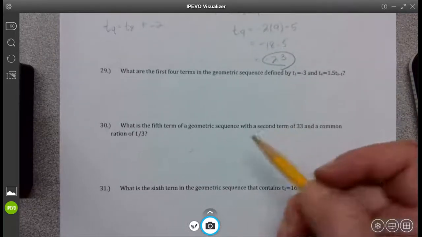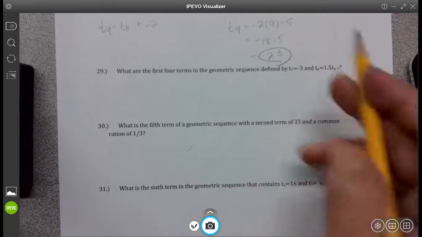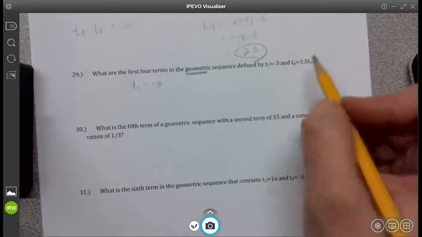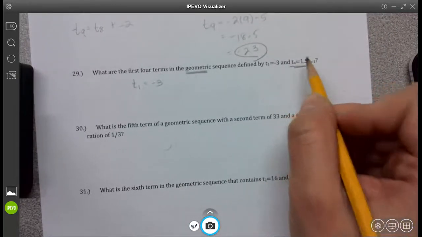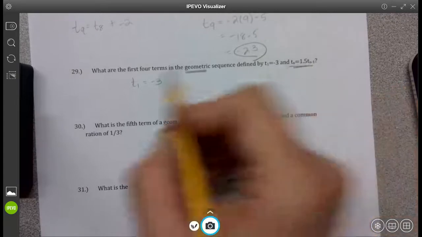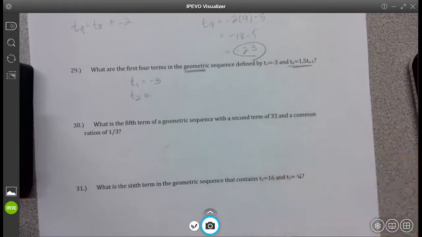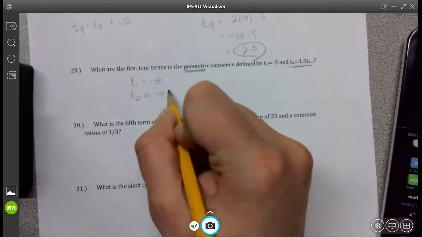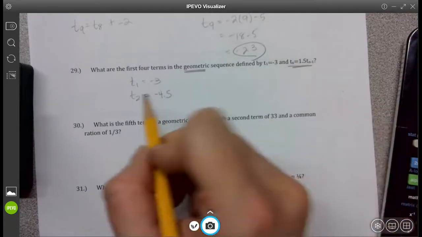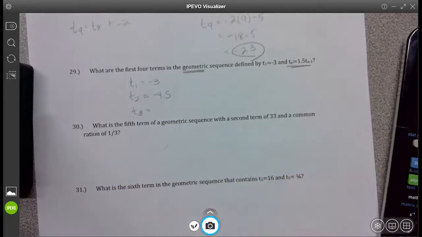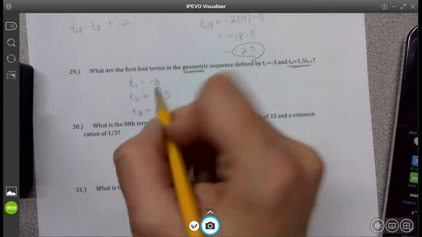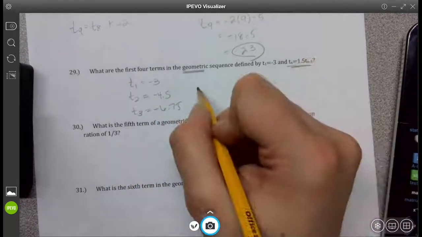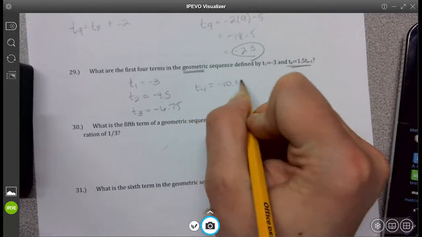Okay. What are the first 4 terms in the geometric series? So your first term's a -3. So geometric's different. It's multiplication. They're telling you every time just multiply by 1.5. That's all that means. So the second term, -3 times 1.5 is -4.5. They're saying always take your previous term and multiply by 1.5. Negative 4.5 times 1.5 times 1.5. That's it.